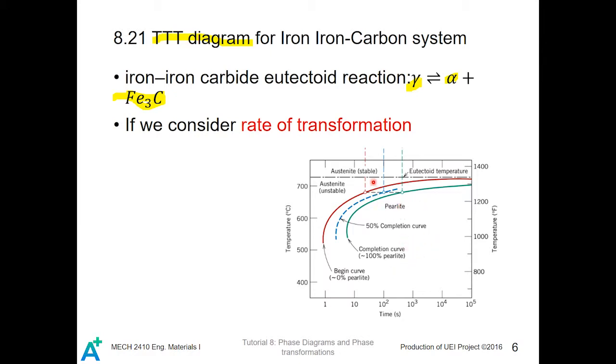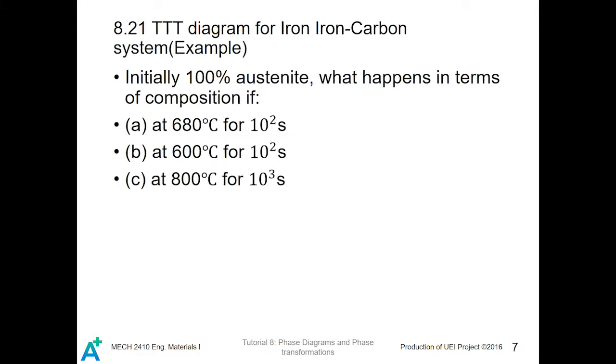And just above the eutectoid temperature, as you may know, austenite can never transform to ferrite and cementite, as defined in the eutectoid reaction for the iron-iron carbide system. Initially, it is 100% austenite. What will happen in terms of composition if held at the following conditions: A, B, and C?